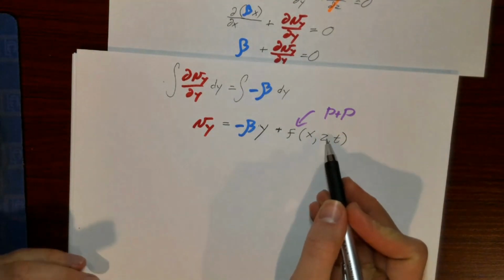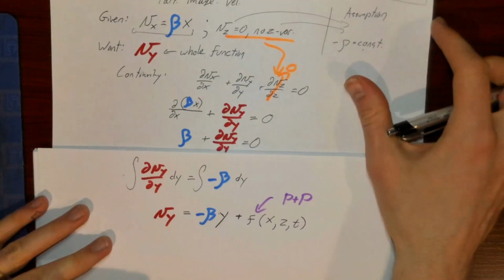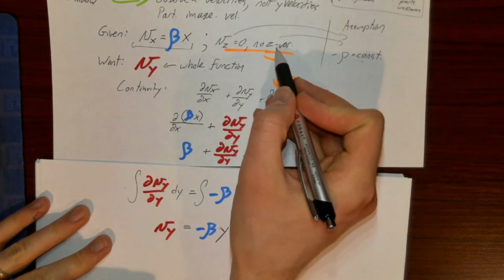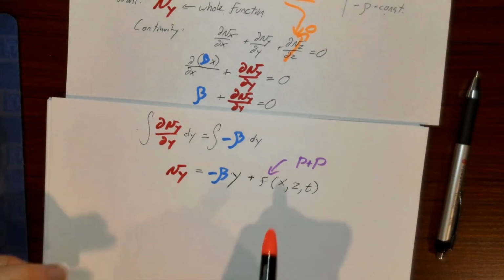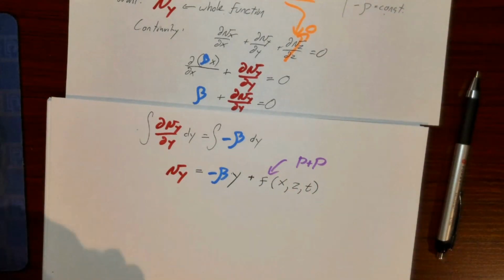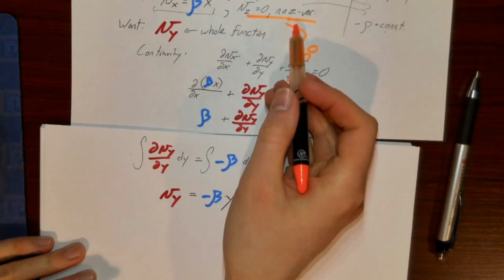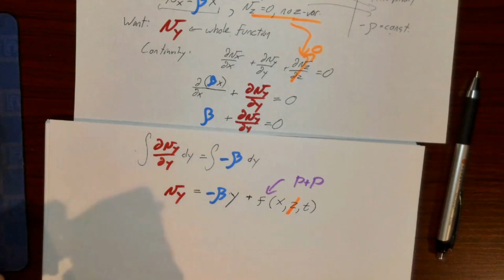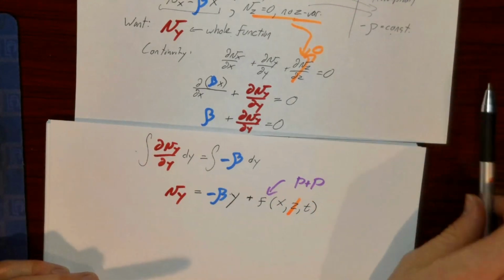So let's see if we can make some progress with this function here. We already assumed in our set of assumptions that we had no z variation. So if we have no variation in z, this function can't depend on z as well. So now we basically are looking for this function f as a function of time.